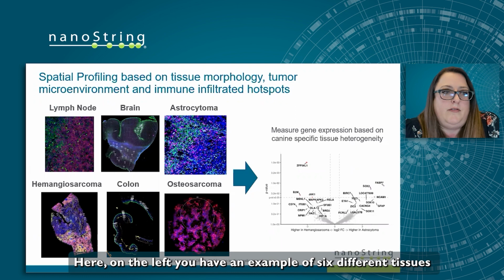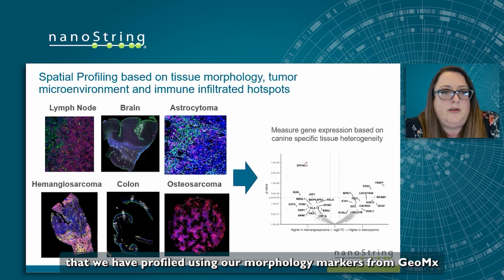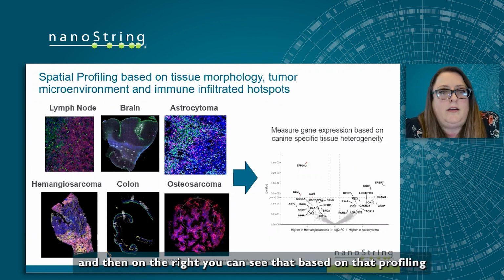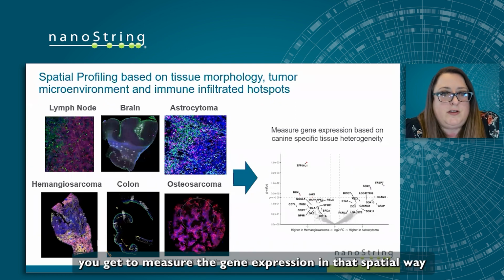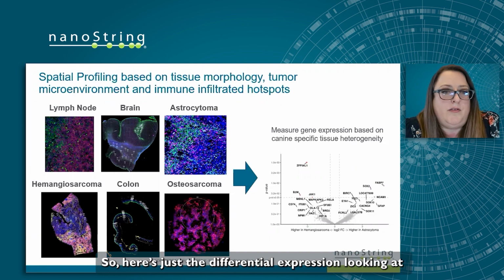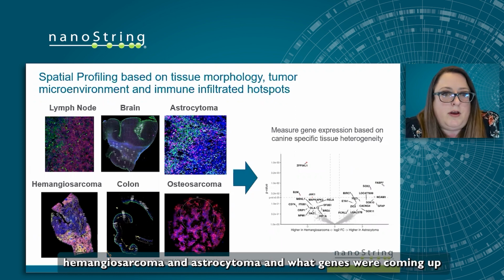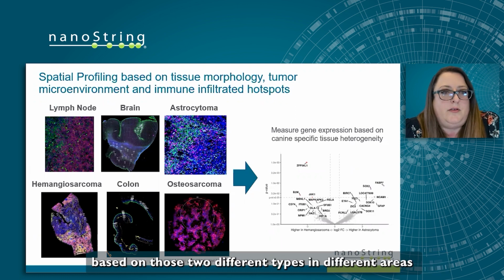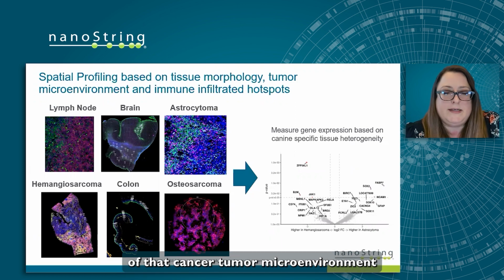Here on the left, you have an example of 6 different tissues that we've profiled using our morphology markers from GeoMx. And then on the right, you can see that based on that profiling, you get to measure gene expression in that spatial way based on canine-specific tissue heterogeneity. Here's a differential expression looking at hemangiosarcoma and astrocytoma and what genes were coming up based on those 2 different types in different areas of that cancer tumor microenvironment.